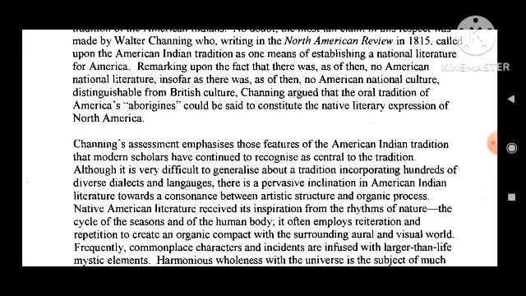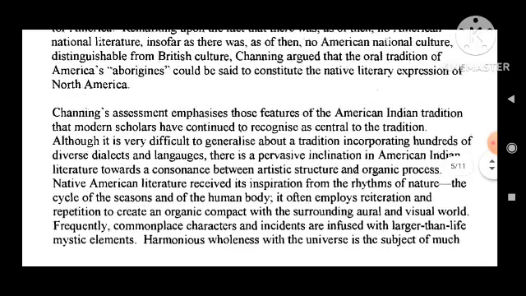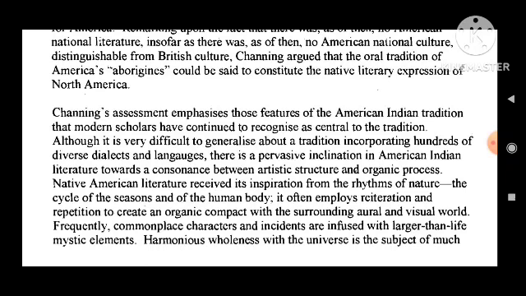Channing's assessment emphasizes those features of the American Indian tradition that modern scholars have continued to recognize as central to that tradition. Although it is very difficult to generalize about a tradition incorporating hundreds of diverse dialects and languages, there is a pervasive inclination in American Indian literature towards a consonance between artistic structure and organic process. Native American literature received its inspiration from the rhythms of nature, the cycle of the seasons, and of the human body. It often employs reiteration and repetition to create an organic compact with the surrounding oral and visual world.